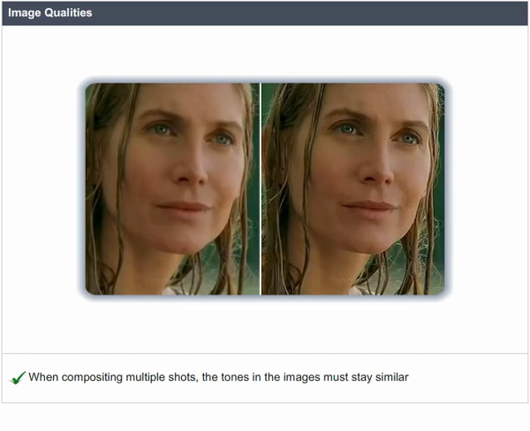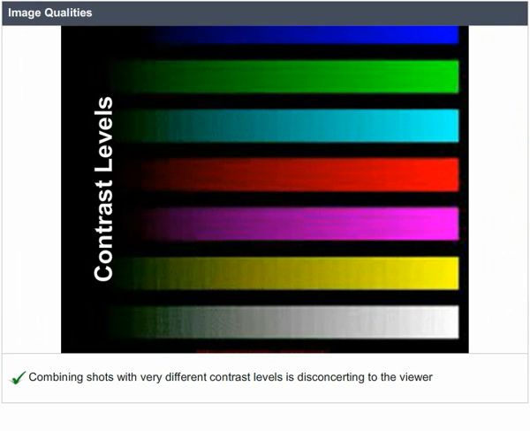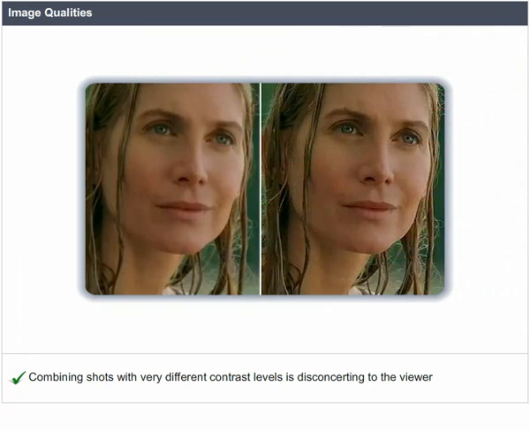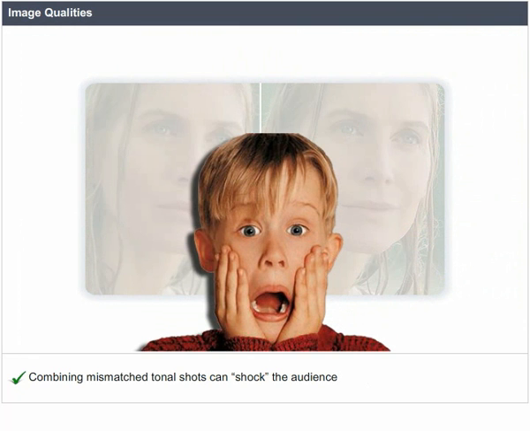When compositing multiple shots, the tones in the images must stay similar. Combining shots with very different contrast levels is disconcerting to the viewer. Combining mismatched tonal shots can shock the audience.